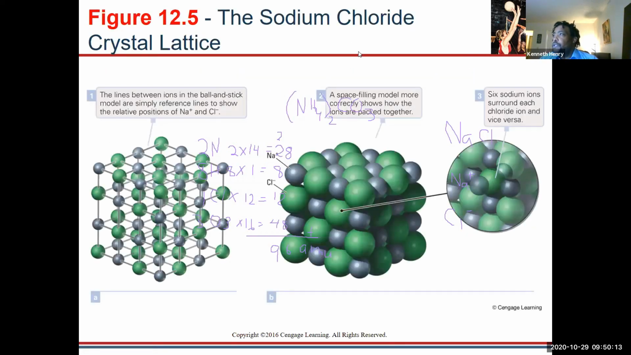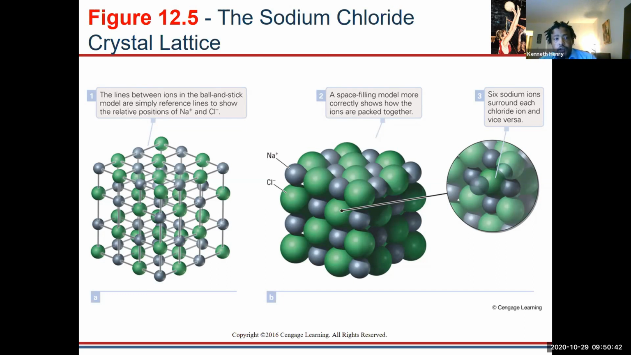Okay, so this is what sodium chloride really looks like. Here's our sodium ion, here's our chloride ion. And you see how it's alternating, and how the sodiums are being surrounded by the chlorides. You guys see that? Okay. Now the same thing is happening with the chlorides. They're being surrounded by the sodiums. Exactly the same thing.